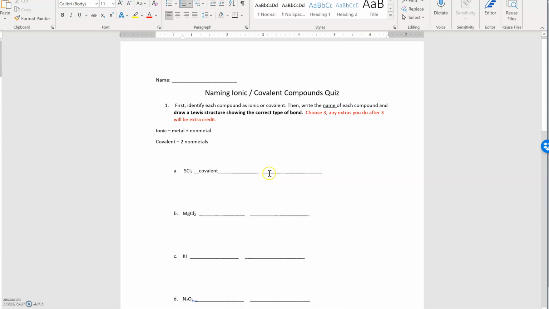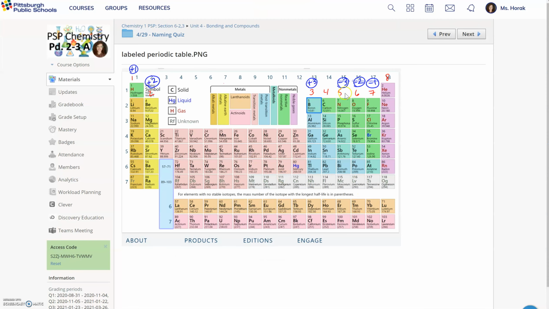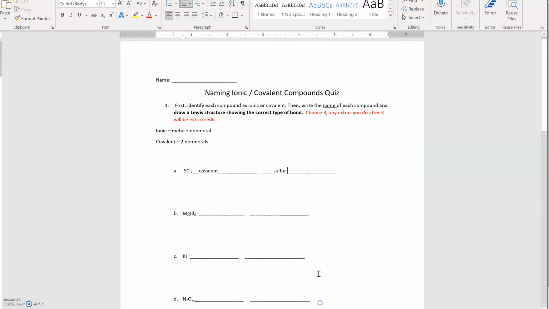The second step is the name. When you're naming a compound, the first element is always the same. S is sulfur, so we can start by just putting sulfur. If you don't know what the symbol stands for, you can find it on the periodic table. S is right here, and right underneath it tells me that the name is sulfur. Then chlorine is our second element, and if you remember, the second element's ending changes to "ide." So sulfur chloride is where we're going to start.